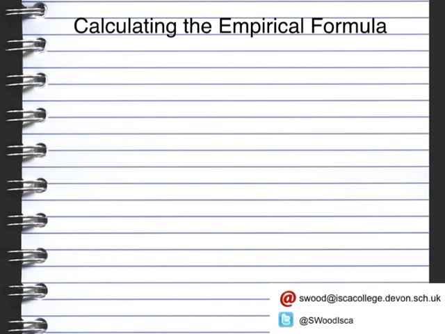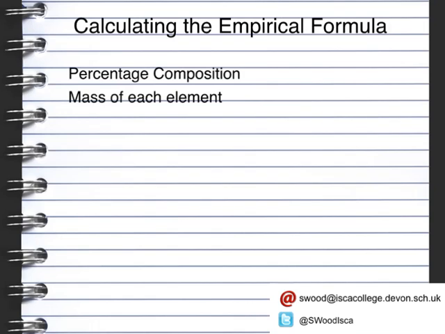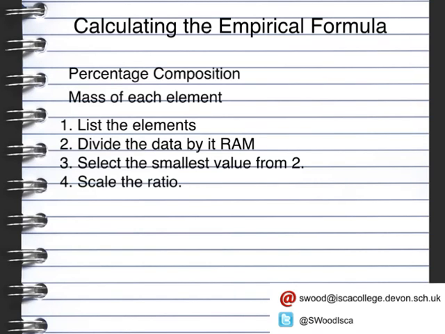Now there are 2 ways that you can calculate the empirical formula, but you need to know some information. You need to know either the percentage composition of the compound, or you need to know the mass of each element. Now I think we'll go through a simple example to try and work this out. What you need to do first of all is list the elements that you have in there. Okay, so we'll do this with an example.